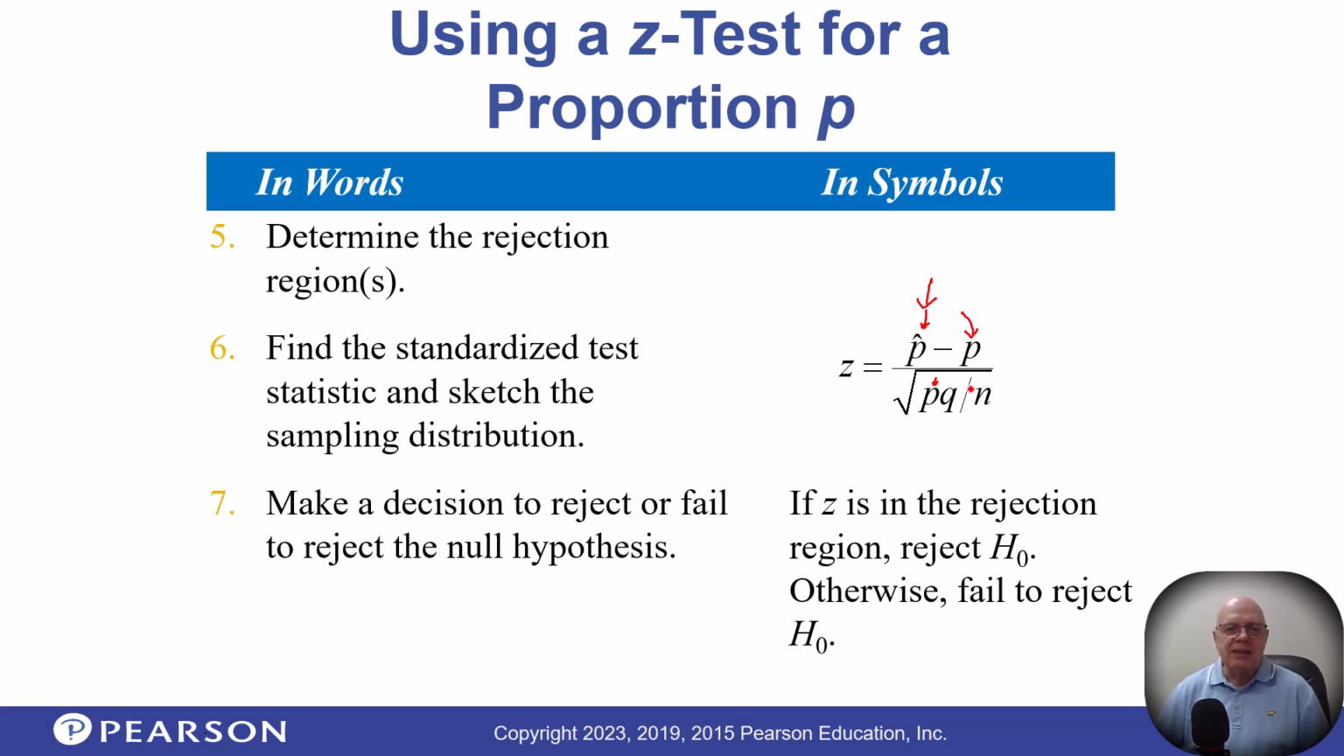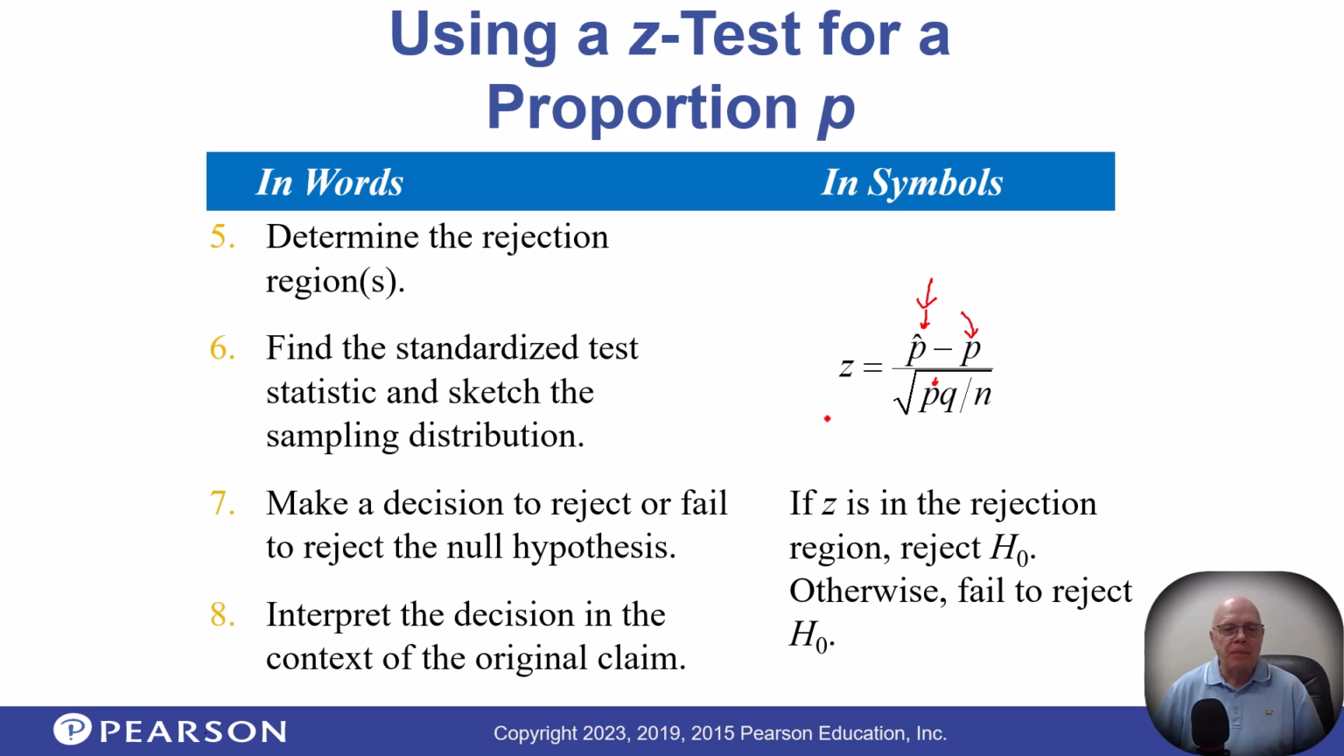Once you have that, compare it with the rejection region, and you'll make a decision whether to reject or fail to reject the null hypothesis. If it's in the rejection region, reject H sub 0. Otherwise, fail to reject. Remember, we don't accept it. The wording is we fail to reject it. Once you've decided what you're going to do with the null hypothesis, go back to the claim. What does this say about the claim itself?